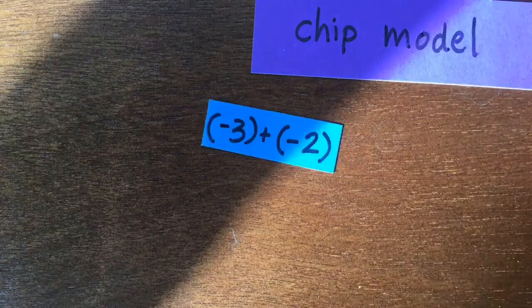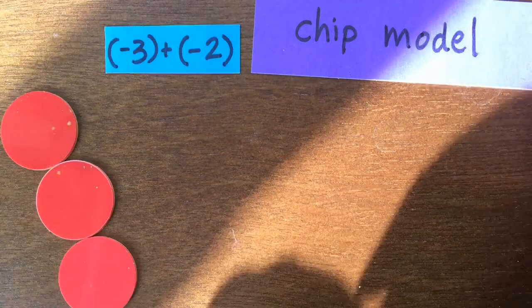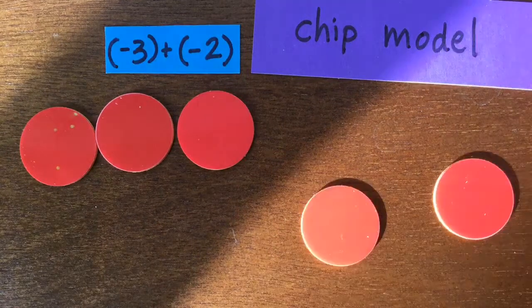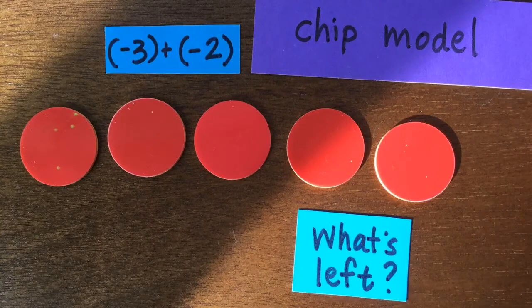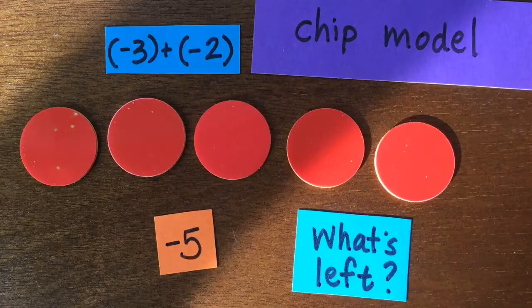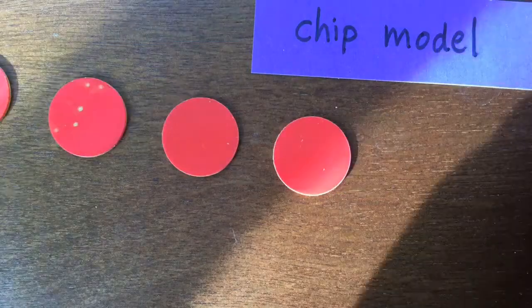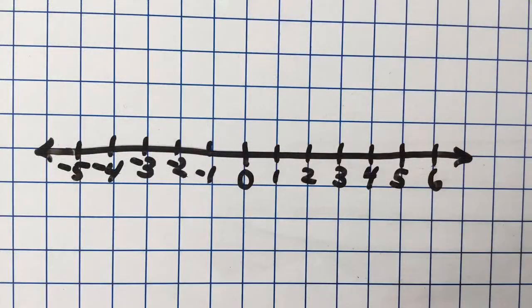Let's try another one. Negative 3 plus negative 2. Start with 3 negatives, 3 reds. Add 2 more negatives. There's no zeros to take away. What's left? Negative 5. So negative 3 plus negative 2 was negative 5.